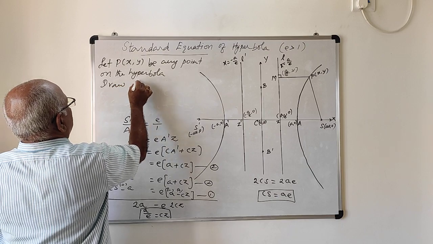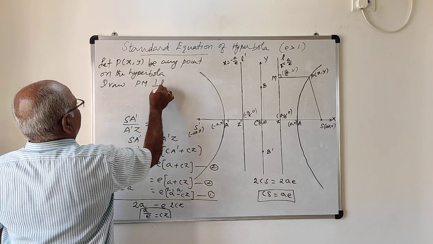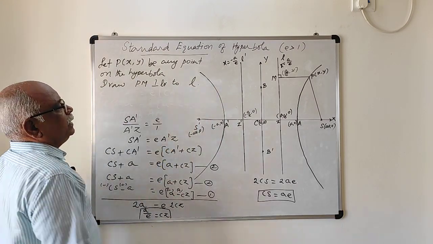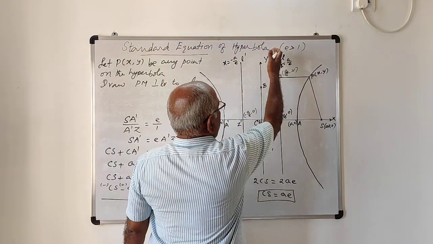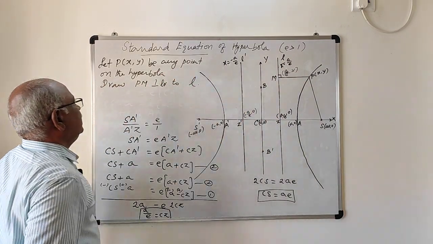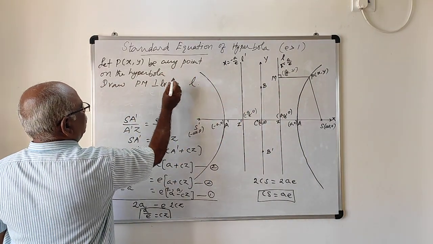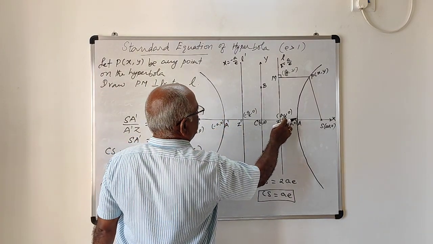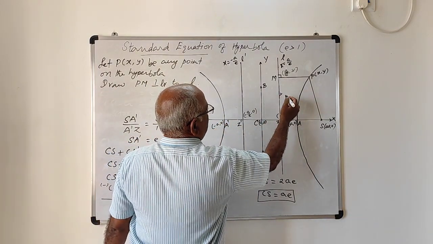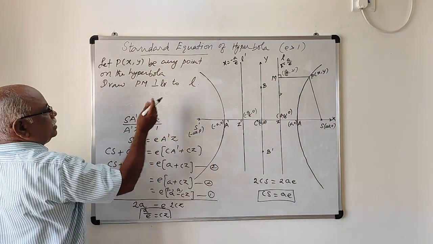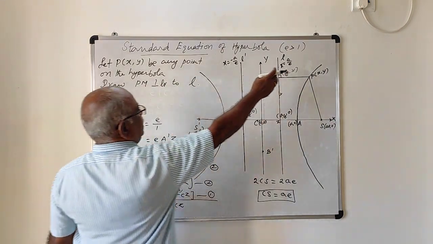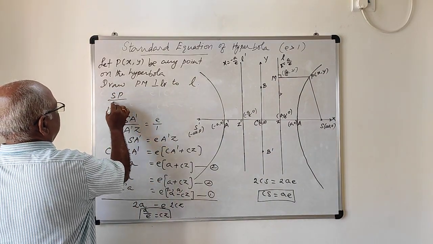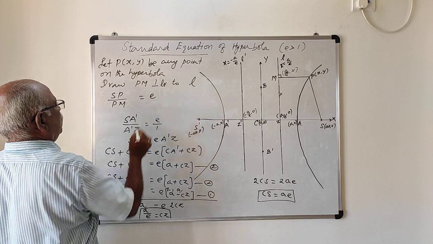Draw PM perpendicular to the directrix line L. So the coordinates of M, because this is A by E and this is Y, distance is Y. So the coordinates of M is A by E comma Y, P is x comma Y. By the definition of conic, SP by PM equal to E.